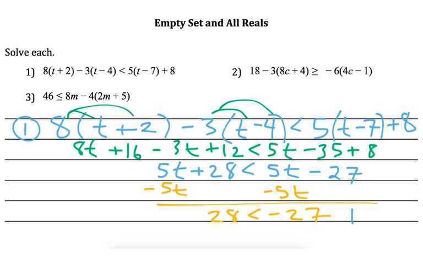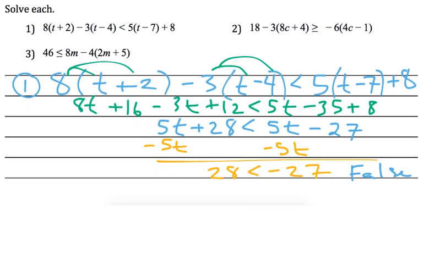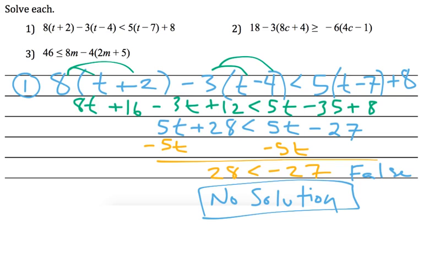Now, just like we did earlier, this is a false statement. Because this is a false statement, this tells you there's no solution. This is an empty set. So I'm going to write it like that. So no matter what t is, it doesn't really matter. 28 is never going to be less than negative 27. Let's say we would have gotten a true statement. Then we could have said, well, it's all the real numbers, infinite solutions.